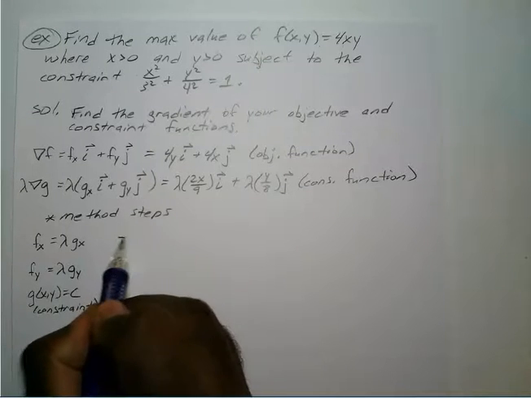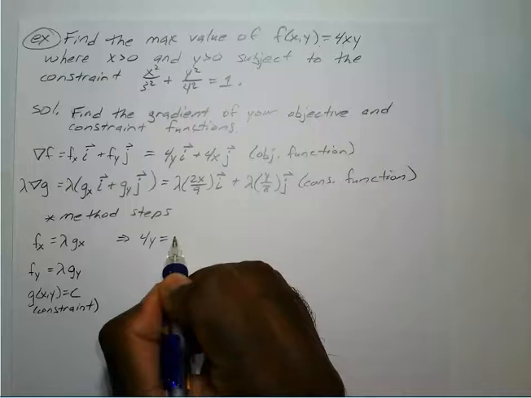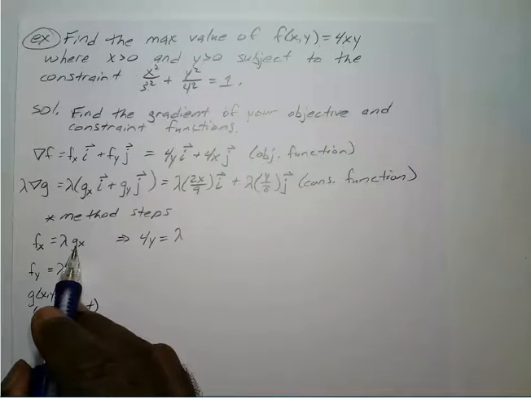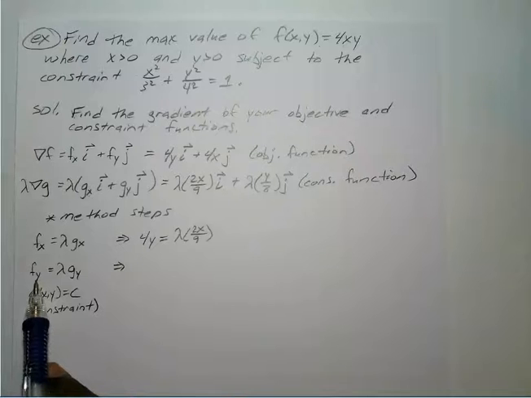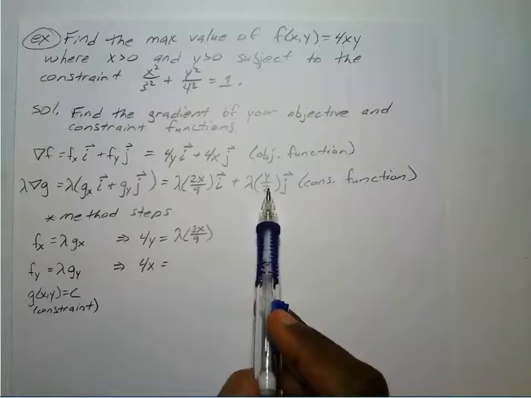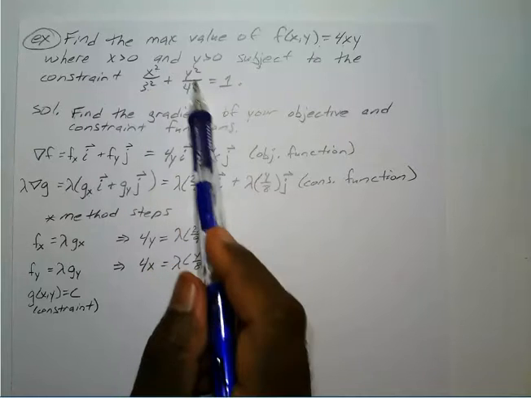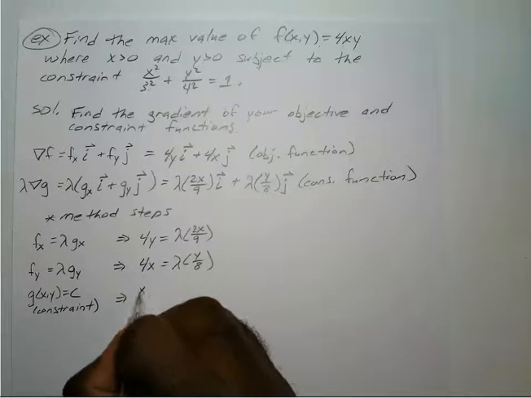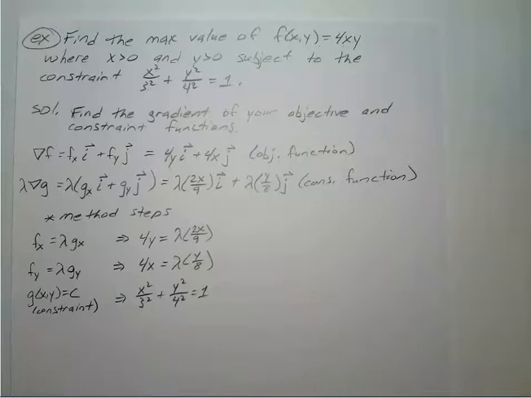Now, the partial of f with respect to x, remember that's 4y, equals lambda times the partial of g with respect to x, remember that's 2x over 9. You have your partial of f with respect to y, that's 4x, and your partial of g with respect to y, that's y over 8, so you have lambda times y over 8. And your constraint, remember that's x squared over 3 squared plus y squared over 4 squared equals 1. That's your constraint.